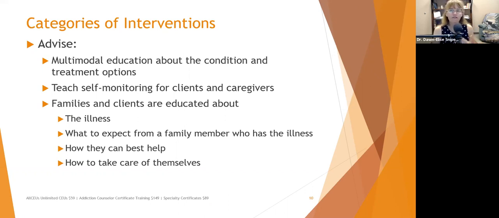We want to also advise families and clients about the illness, what to expect from a family member who has the illness. So what things are we going to see here? How can they best help, and how to take care of themselves? It's really important to help keep this whole system functioning because the whole system is going to be impacted by the chronic condition.